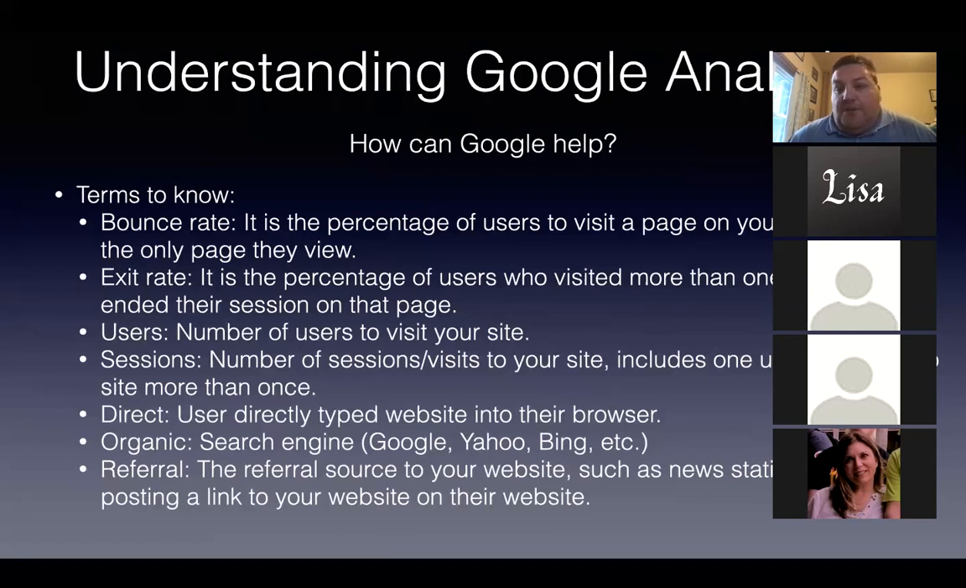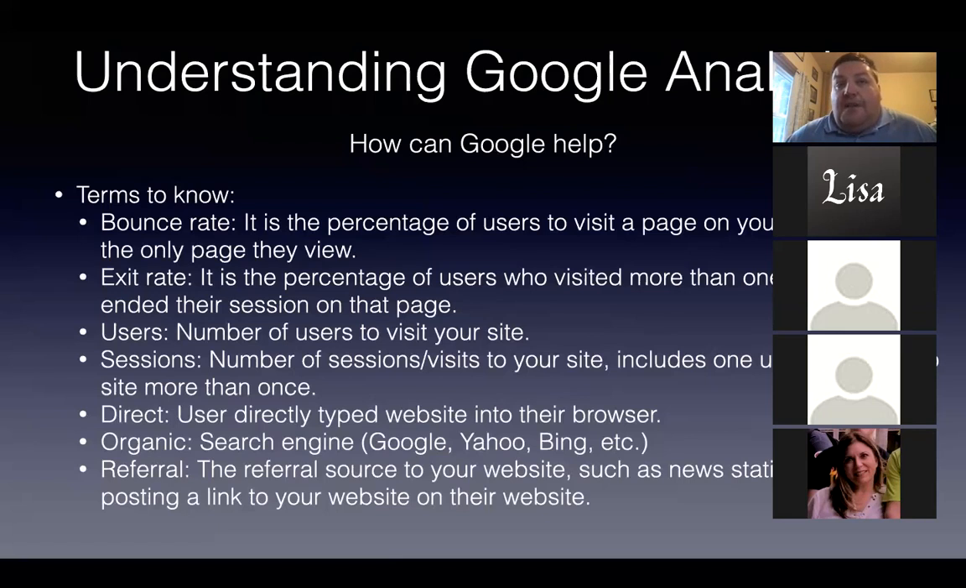Users is the number of users to visit your site. Sessions is the number of sessions or visits to your site, and that includes one person that may look at your site 10 times. So essentially, if there is a click or a visit to your website, that will count as a session. These are some terms you'll see in the Search Console and the search tools with Google Analytics.